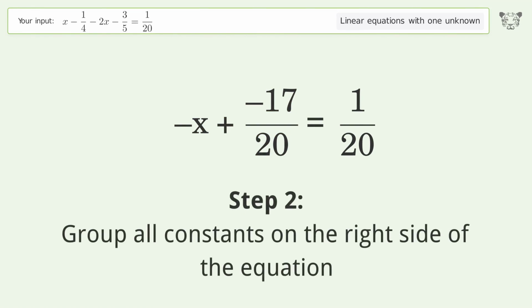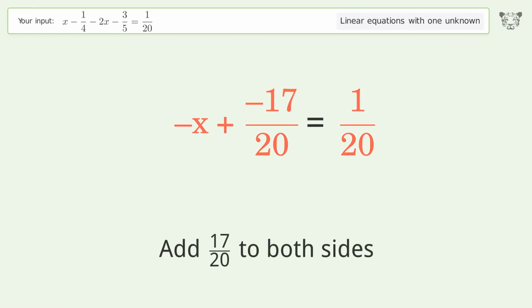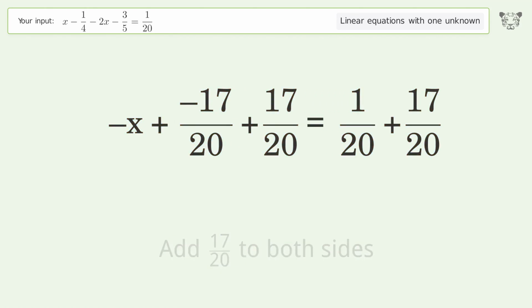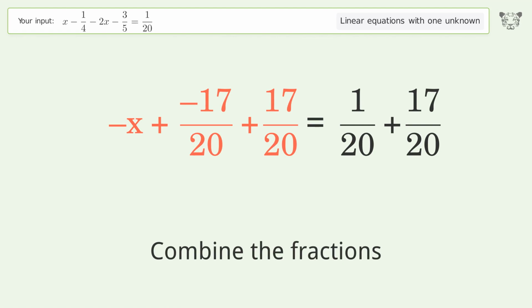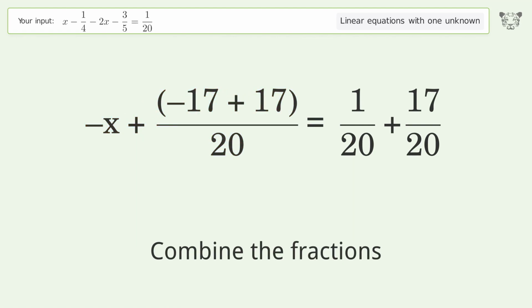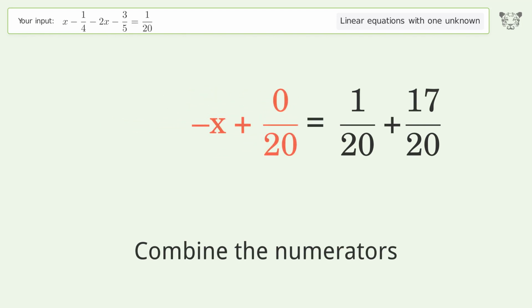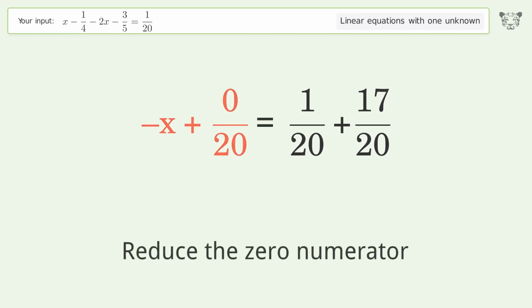Group all constants on the right side of the equation. Add 17/20 to both sides. Combine the fractions. Combine the numerators. Reduce the zero numerator.